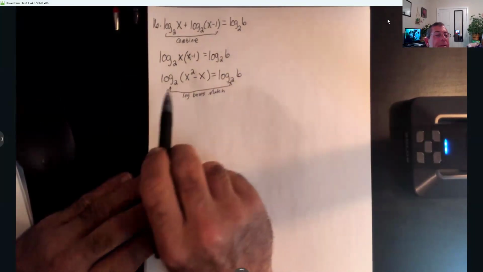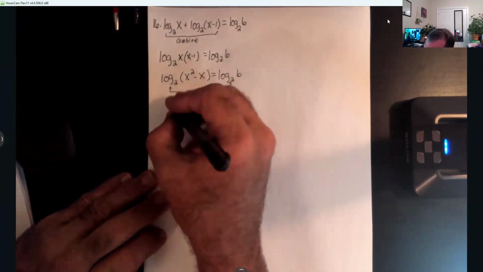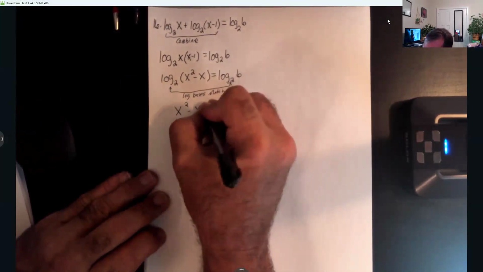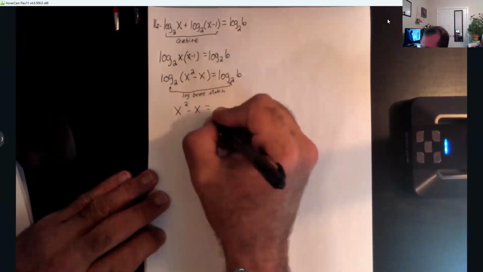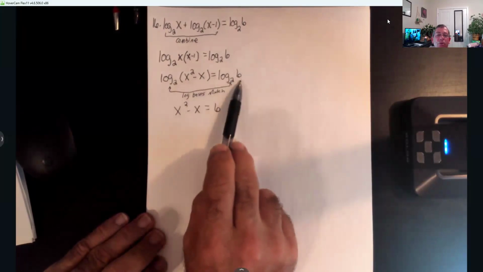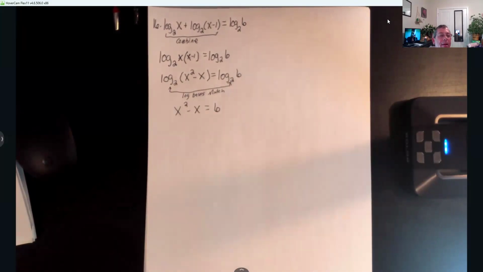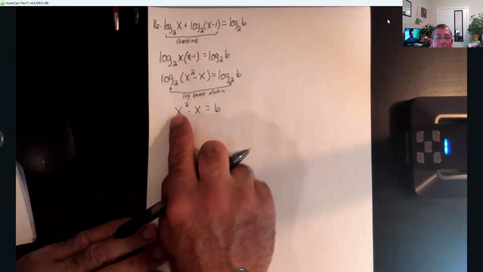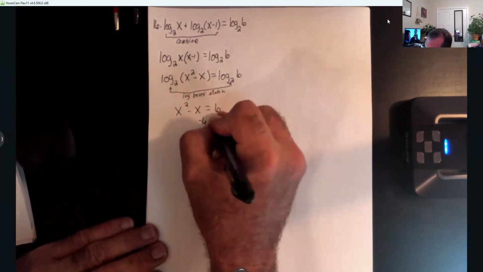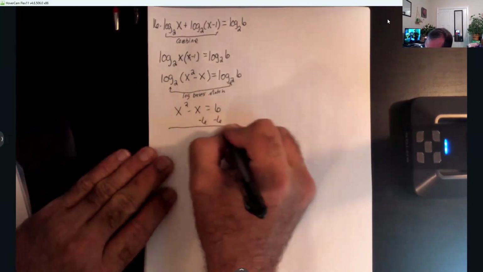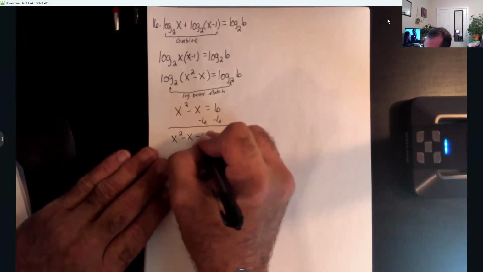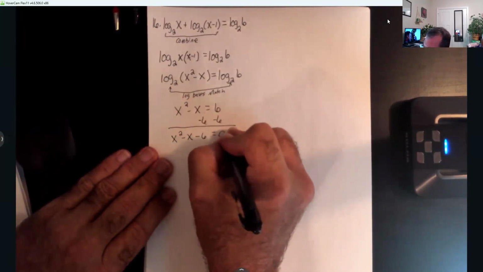So since they match, what do we got? X squared minus x, good job. X squared minus x, and that's going to equal the right side, good job, which is 6. So result equals result. Uh-oh, y'all. Quadratic again, so move the 6 over here by subtracting 6 from both sides. X squared minus x minus 6 equals 0.